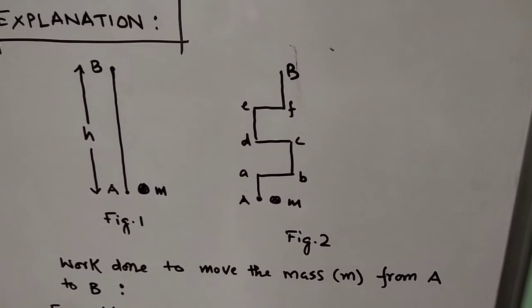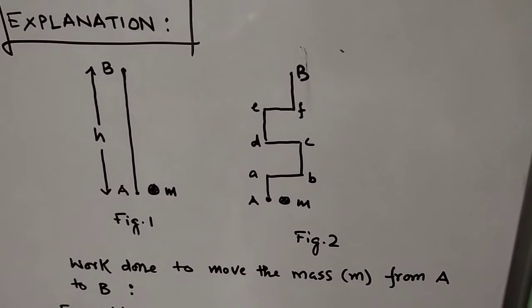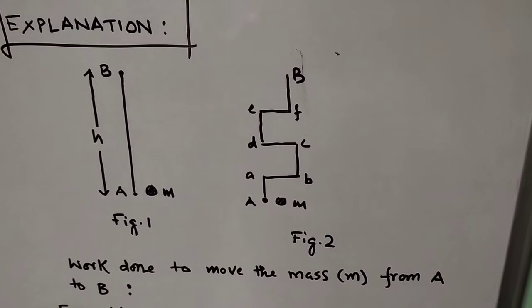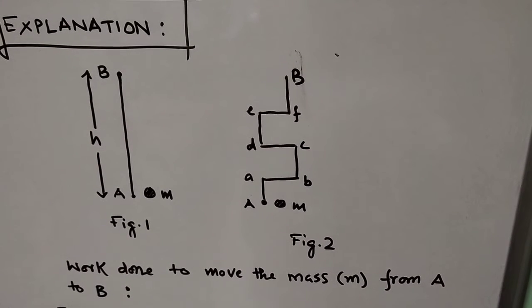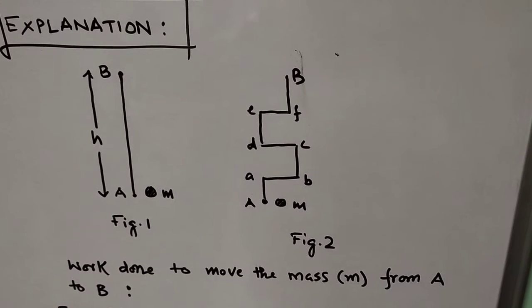So if you sum up these small vertical distances, that is capital A to small a, small b to small c, small d to small e, small f to capital B, then you will see the total length is nothing but h. Let me repeat.